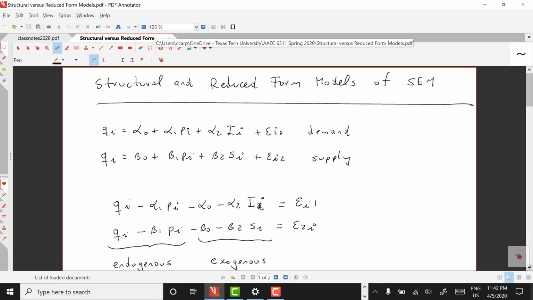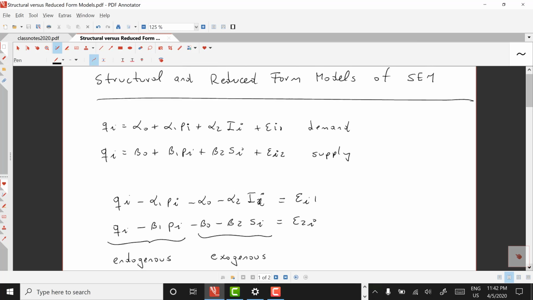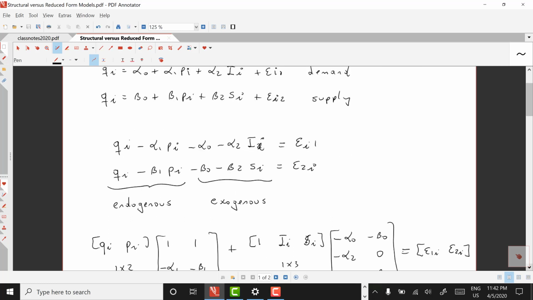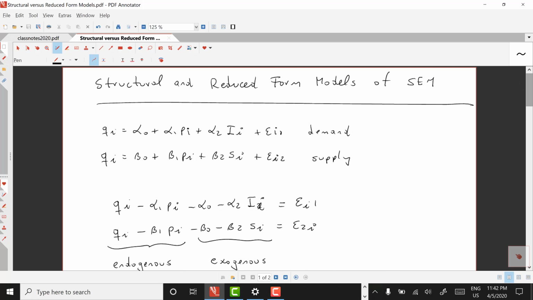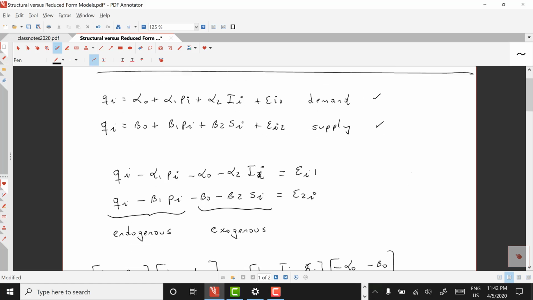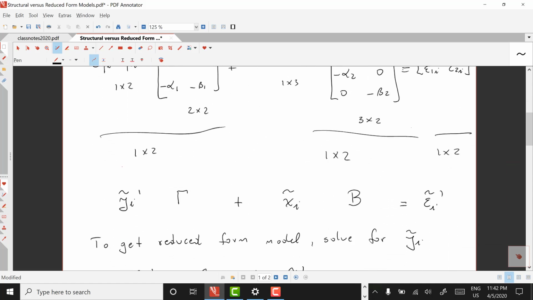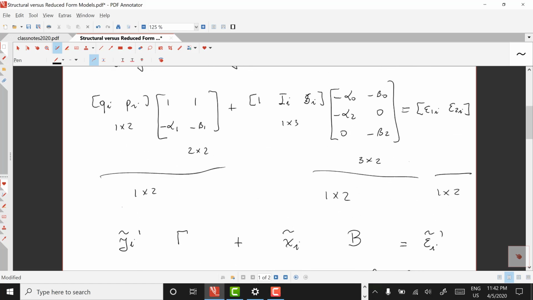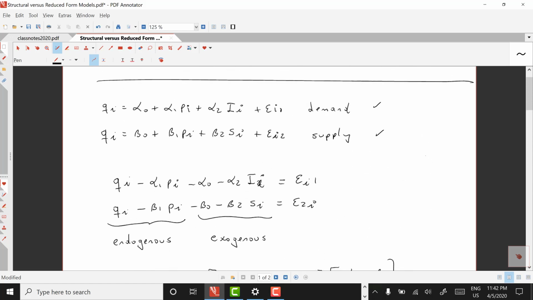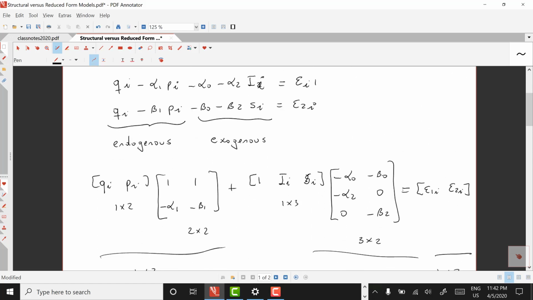Okay, so there are two ways to write the simultaneous equation models. One is the structural, and the structural is the way that we write the equations originally. To explain these concepts, I'm using the example of our demand and supply equations. The demand and supply equations, in the way that we write them normally, are what's called the original form, or the structural form.